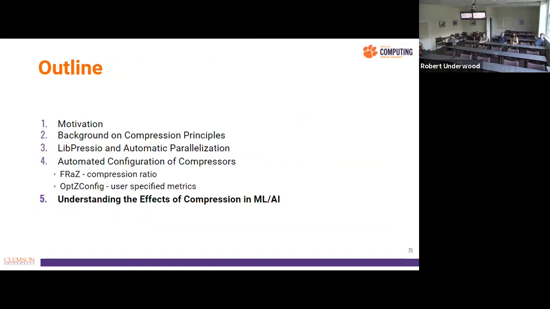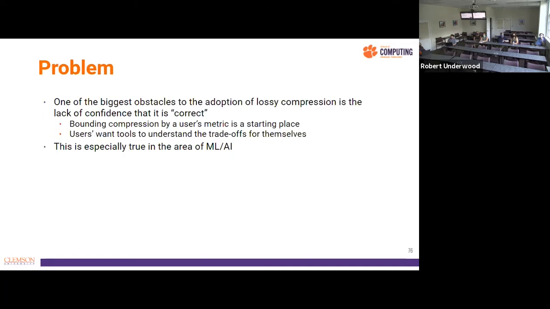Lastly, we'll turn our attention to understanding the effects of compression on machine learning and artificial intelligence applications. The problem that we're looking at here is that one of the biggest obstacles to the adoption of lossy compression is the lack of confidence that it is correct for a particular problem. Bounding a user's metric is a starting place, but that's usually not the ending place. Users want to have confidence that it will result in a valid use. They want to understand the trade-offs that exist between different configurations of compressors for themselves relative to their applications.